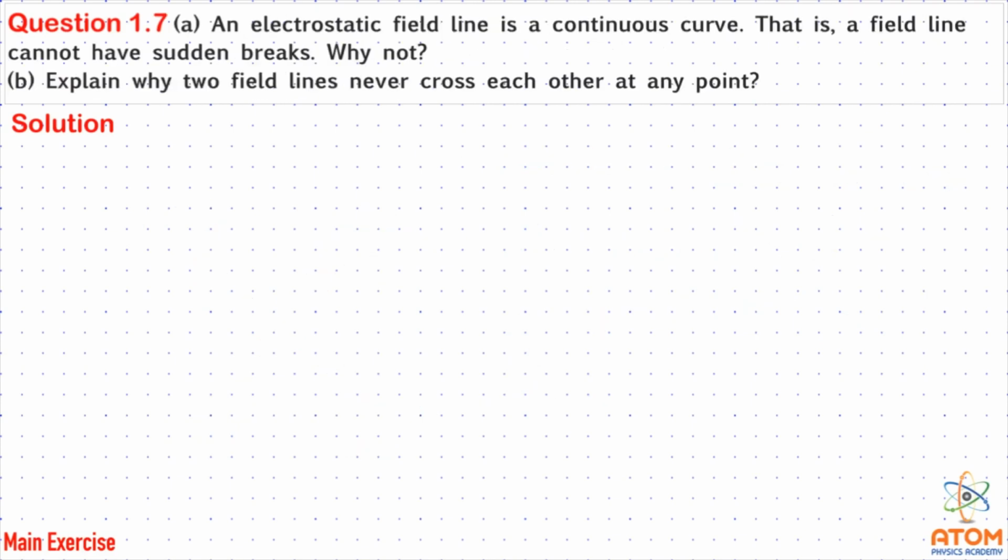Now let us see question 1.7. A. An electrostatic field line is a continuous curve. That is, a field line cannot have a sudden break. Why not? The question is why an electrostatic line is always drawn as a continuous curve? Why is there no break in between? Second is, explain why two field lines never cross each other at any point.